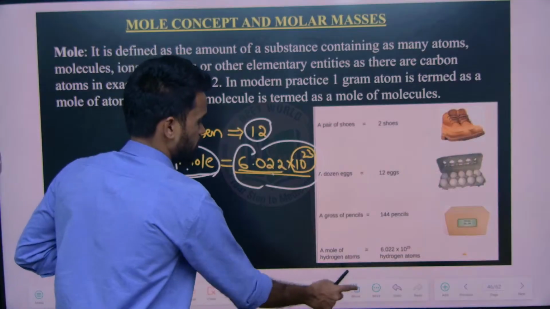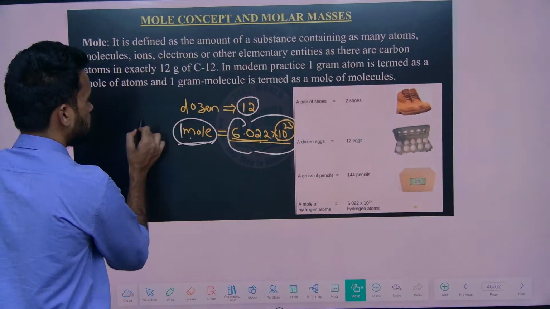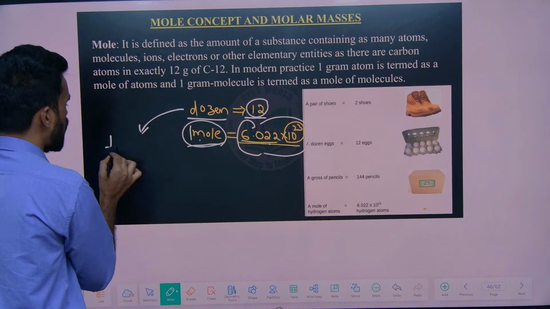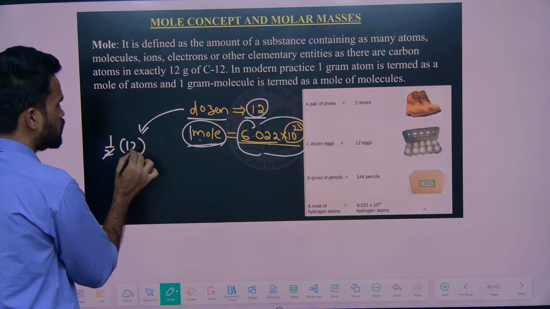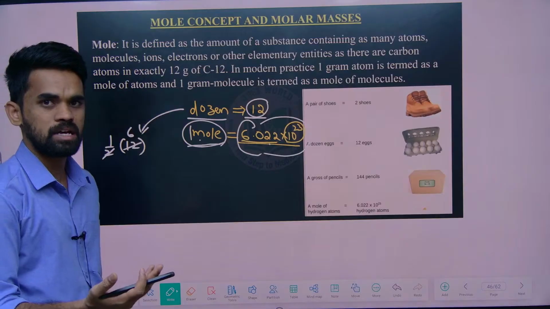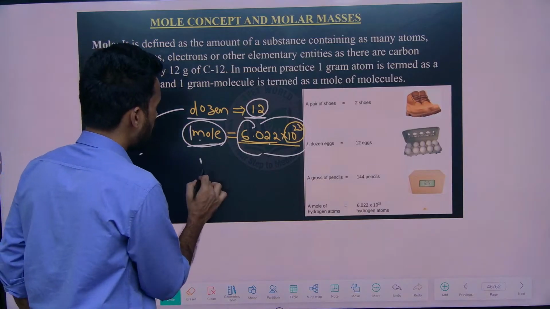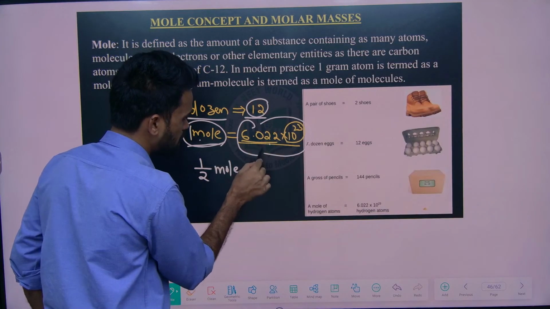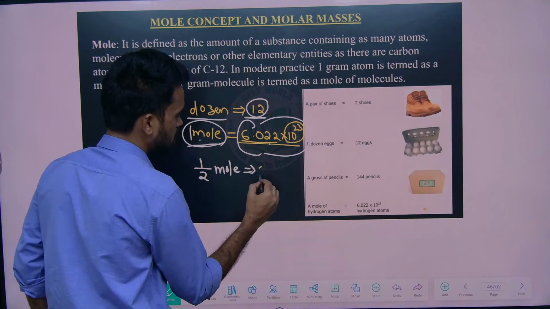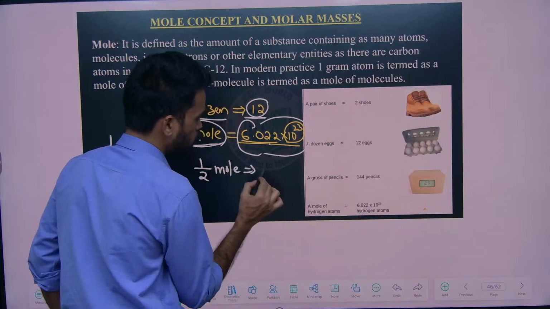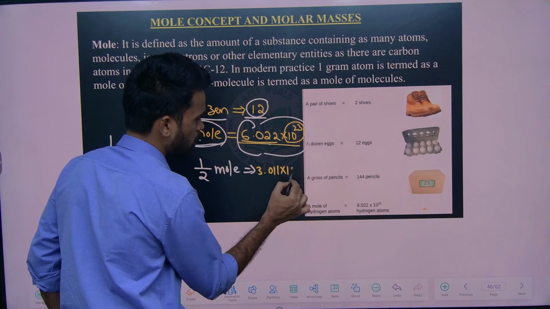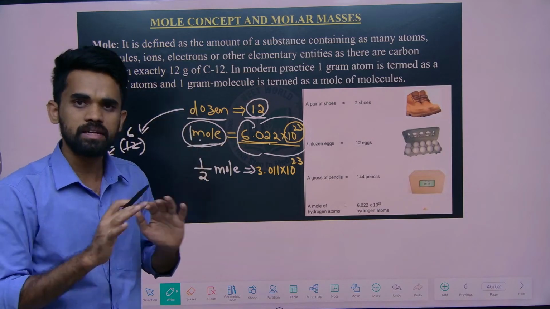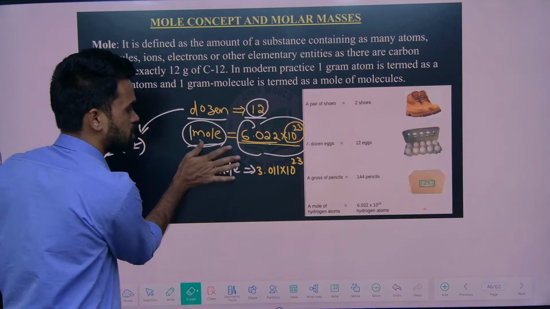Okay, right. Next one. If I say half dozen, what do you mean by half dozen? Dozen means 12, and you go to the market and say half dozen, so half dozen means half of 12. They will give you 6 bananas or 6 apples. Similarly, if I say half mole, what do we mean by half mole? Half of this number. Divide that number by 2. So half of 6.022 into 10 power 23 can be written as 3.011 into 10 power 23. What did I do here? 1 mole means this many particles, half mole means half of that. That's it. Like this, you need to understand this mole concept topic.